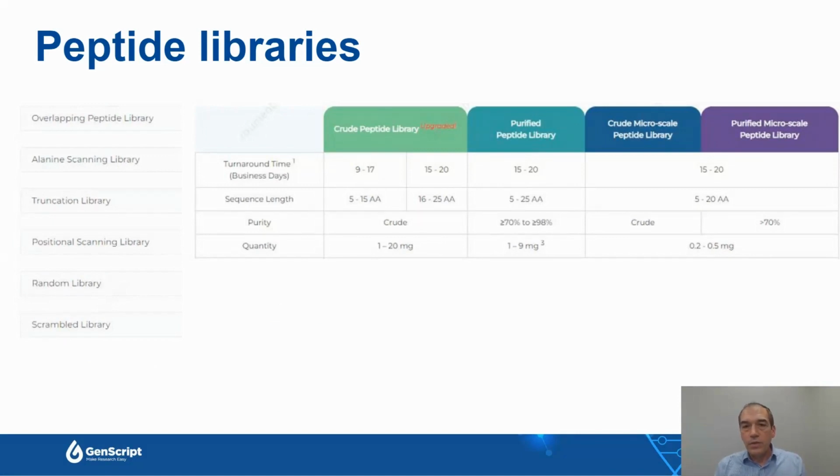For immunogenicity testing, we can develop various peptide libraries. We have overlapping libraries, we have alanine scanning libraries, we have truncation libraries, and so on. Various types of libraries that can be very useful for testing. And they can come with different delivery dates, depending on the type of library that you're looking for and depending on the peptide sequence and length of the peptides.